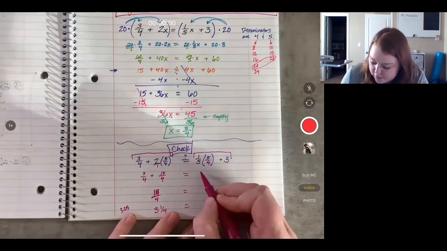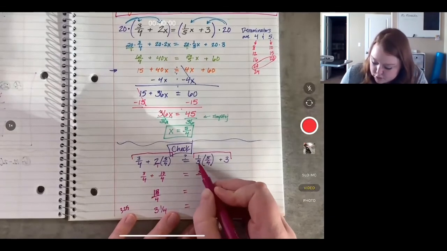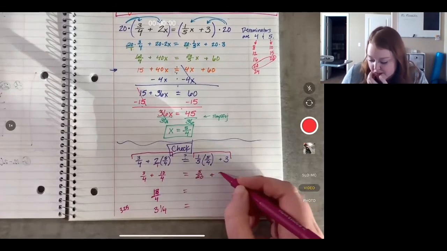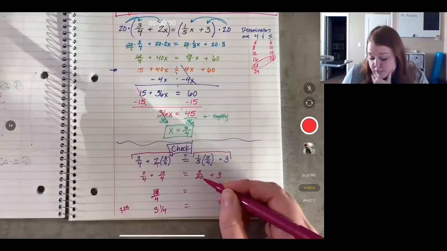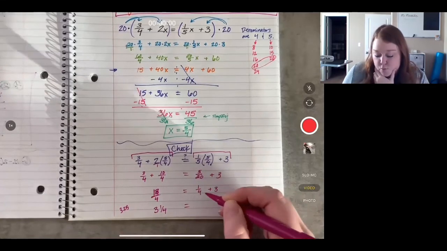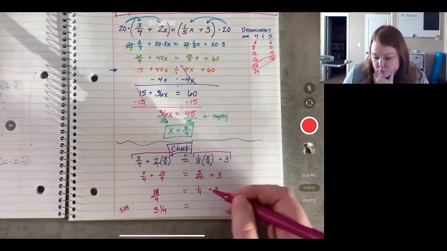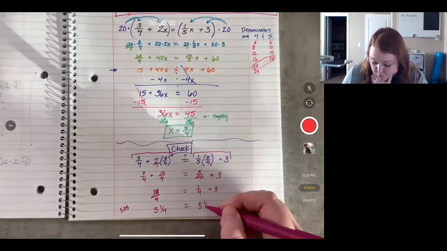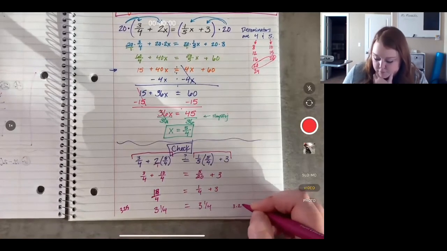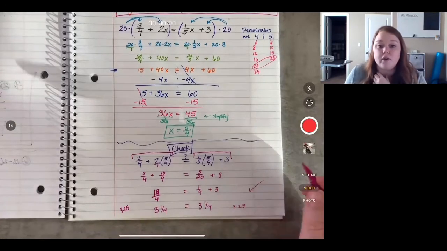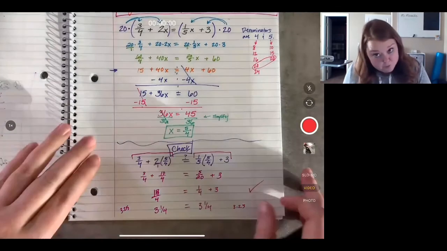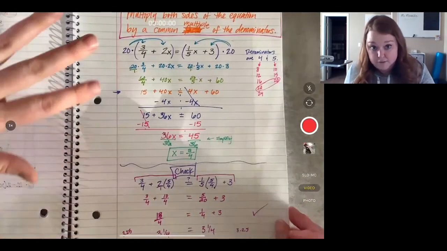On the right-hand side, let's multiply up these fractions. 1 times 5 is 5. 5 times 4 is 20. 5/20 simplifies down to 1/4. 1/4 plus 3, well, 3 whole plus 1/4 is 3 1/4, right? You can also do the decimal version, which is 3.25. So it works, okay?